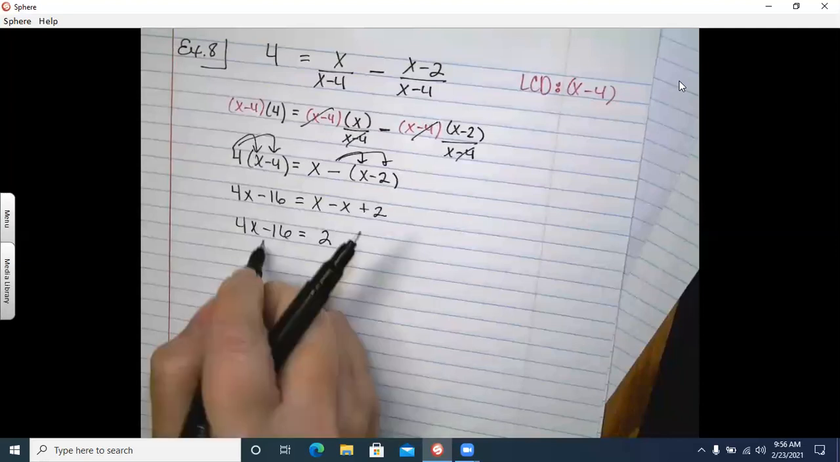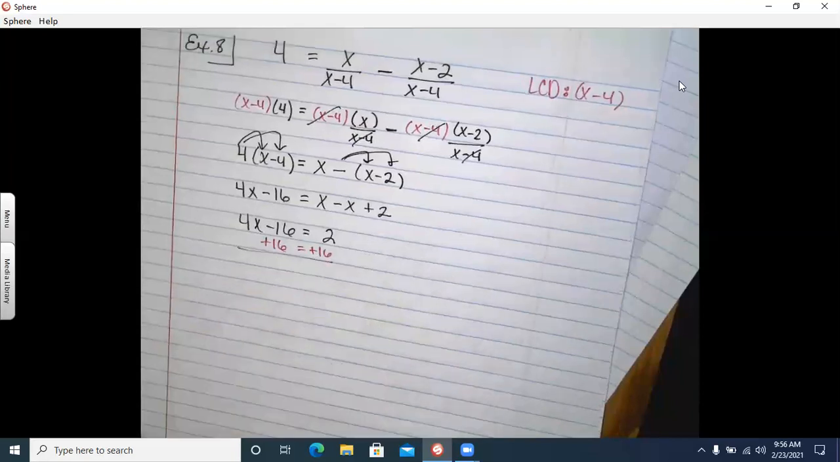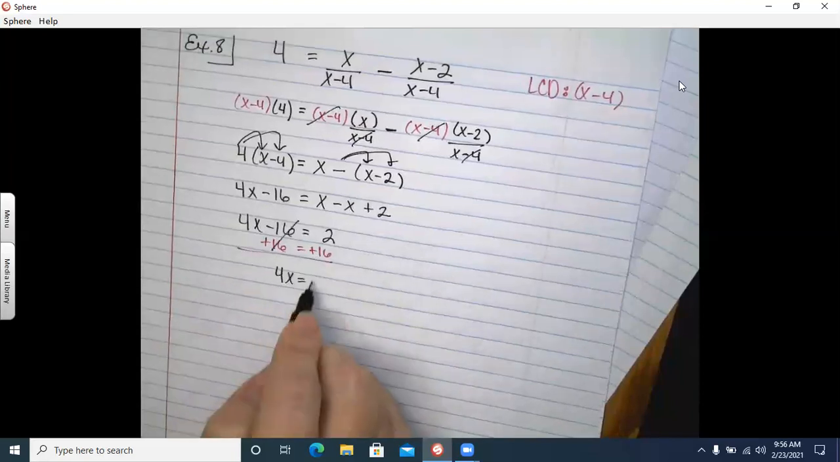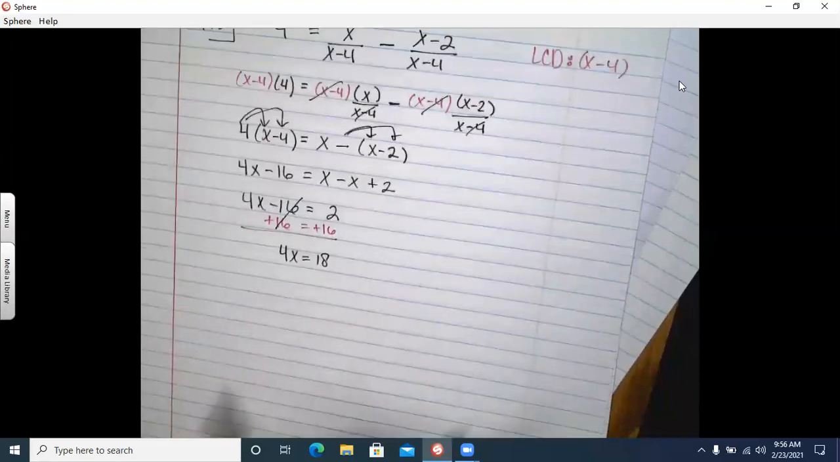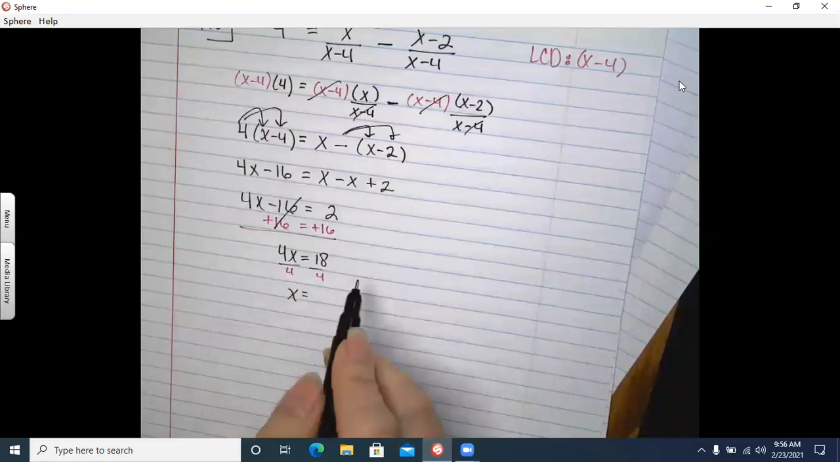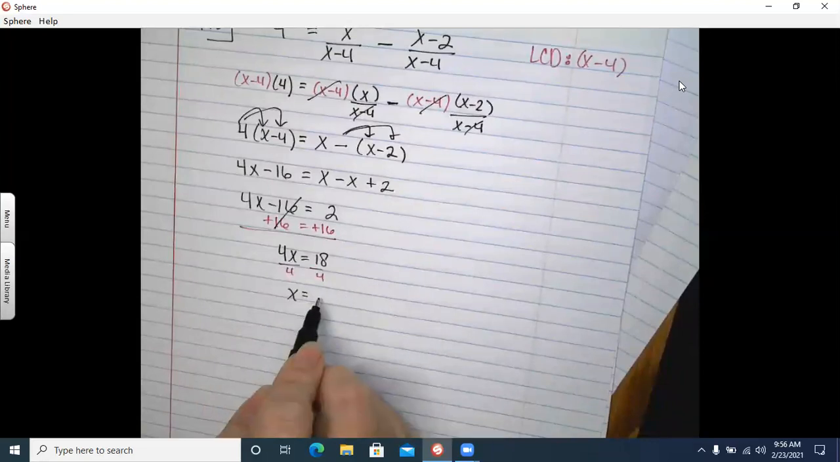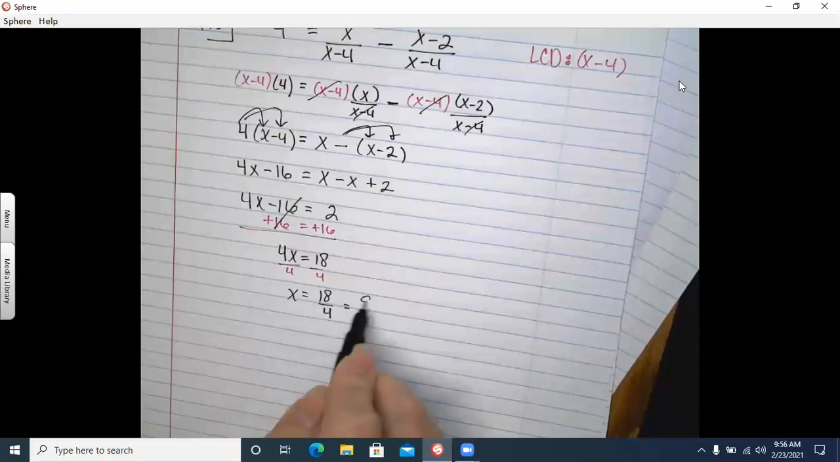Add 16 to both sides. So I have 4x equals 18. Then what? Divide by 4. X equals 18 over 4. Does 4 divide into 18 evenly? Not evenly, right? So 18 fourths, but I can reduce it. What divides into 18 and 4 evenly? 2. 2 goes into 18 9 times. 2 goes into 4 2 times.